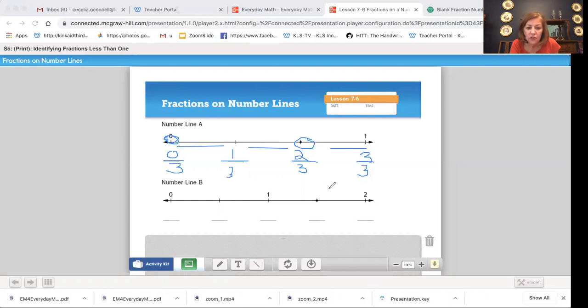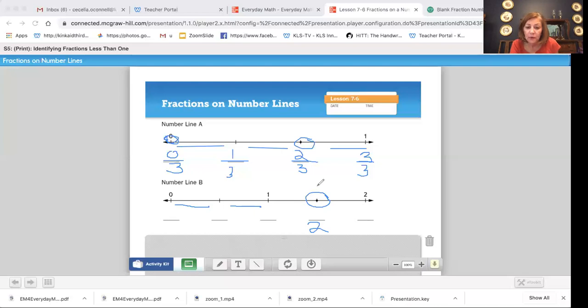Now let's look at B, and then I'm going to let you do C and D on your own. So we are going to try to figure out the fraction where this point is. Now this number line's a little different. It goes from 0 to 2, okay? But we're not going to be tricked by that, because we're only going to count the parts between 0 and 1. So we have 1, 2. That determines our denominator, 2. So we know that the denominator for all these fractions is going to be 2.